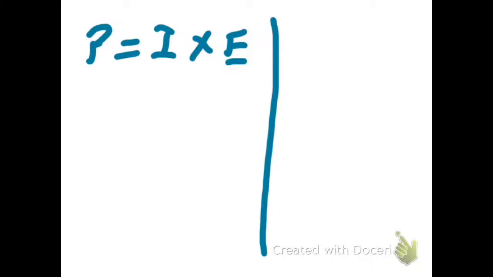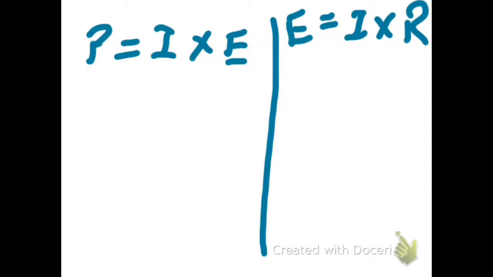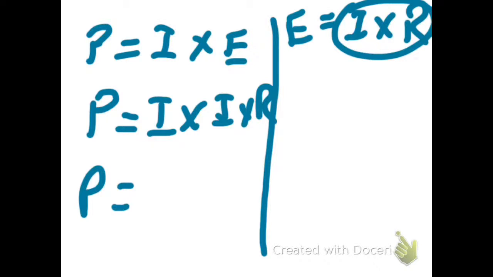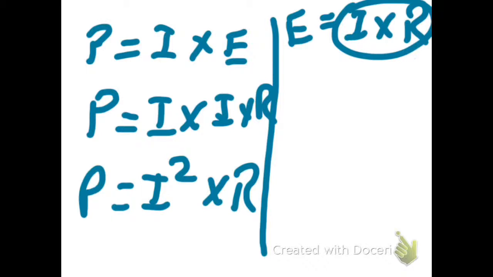The other thing we're going to run into is sometimes we have to combine the two formulas together. So if we have P equals I times E and E equals I times R, we can take our power formula, P equals I times E. Well, we know that E equals I times R, so we can just fill in the I times R in place of the E in the original formula, and we end up with P equals I times R, I times R, which is the same as P equals I squared times R.